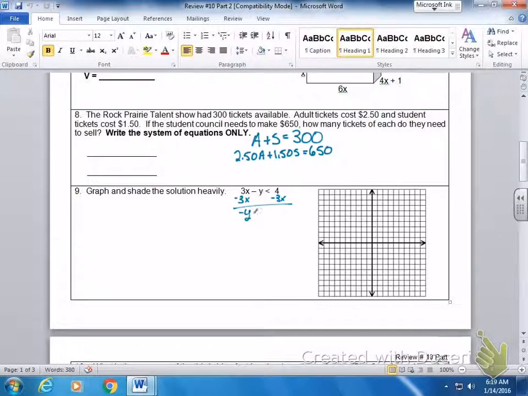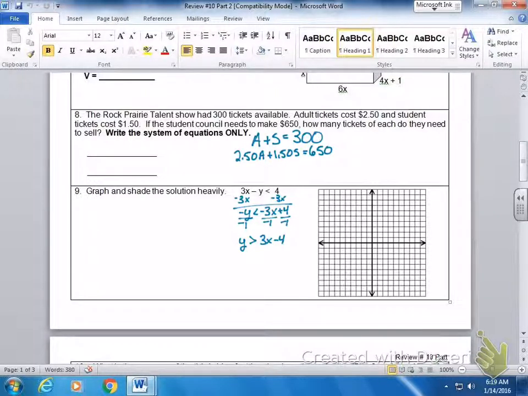That leaves me with negative y is less than, I'm going to put my x first, negative 3x plus 4. Now I can't have negative y, so I'm going to divide everything by negative 1. But when I divide by a negative over an inequality, it turns direction. So instead of y is less than, I have y is greater than 3x minus 4. Now I need to graph that.